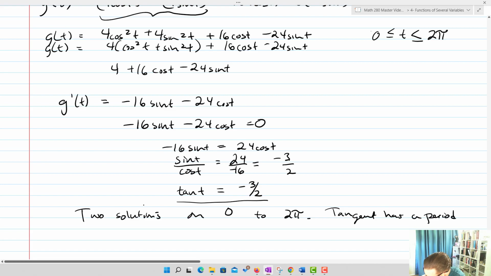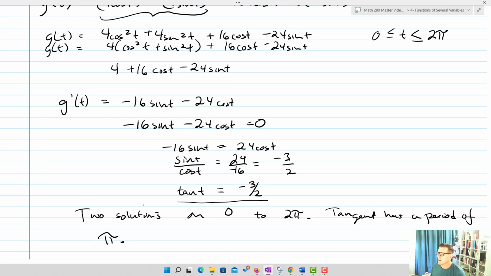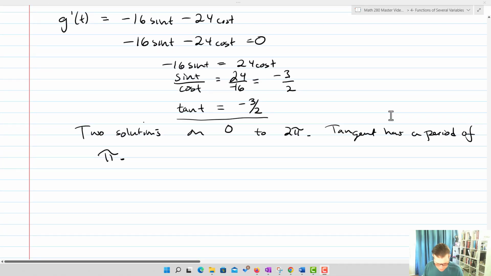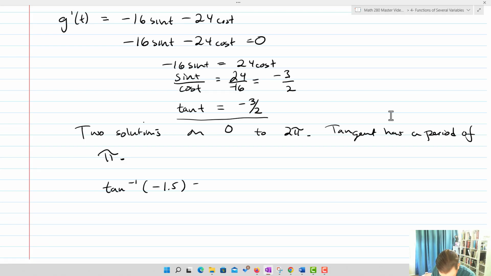So tangent has a period of pi. All right. And so consequently, we're going to have to account for both of those solutions. So what we're going to get if we take that arctan, I'm going to have tan inverse of negative 1.5, and that ends up giving me, in degrees, negative 56.3099. Okay? What I'm going to need to do with that is convert that into values in the domain that is from 0 to 2 pi.